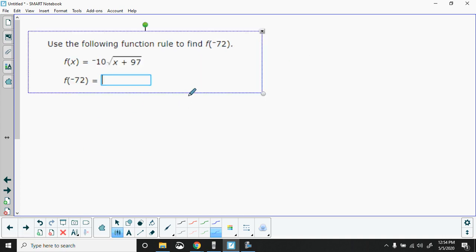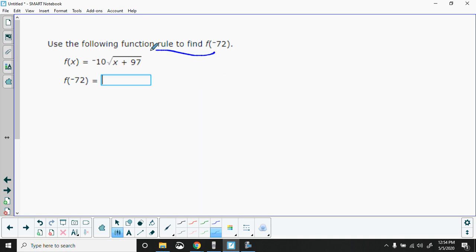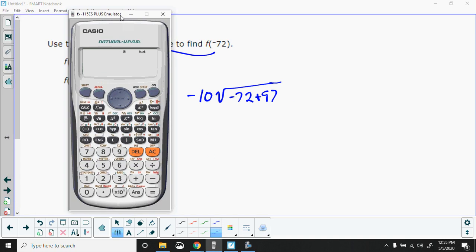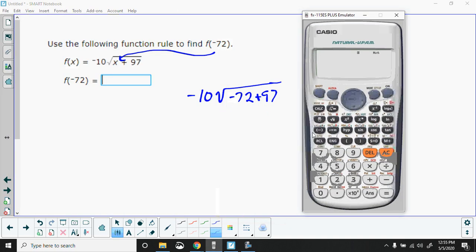All right, negative 72 goes in for the x. So negative 10, and again, you can use your calculator and plug all this in. In fact, I'll show you with this one. So get my handy dandy calculator. I'll move it right over here. Plug it in like I see it. Negative 10 square root of negative 72 plus 97. We get negative 50.